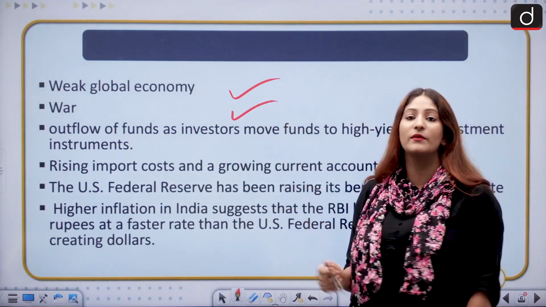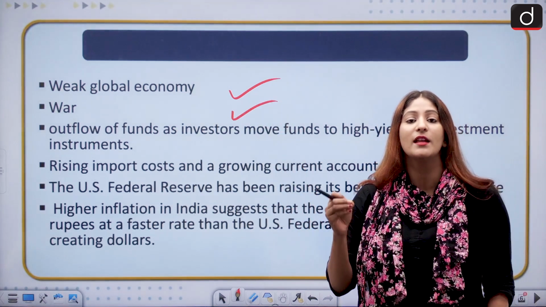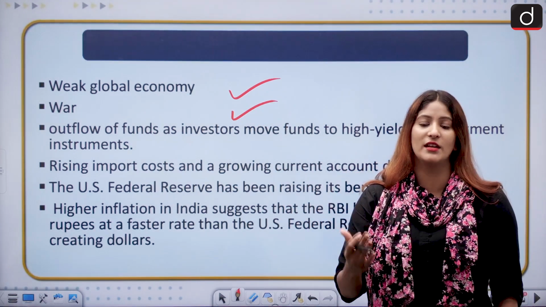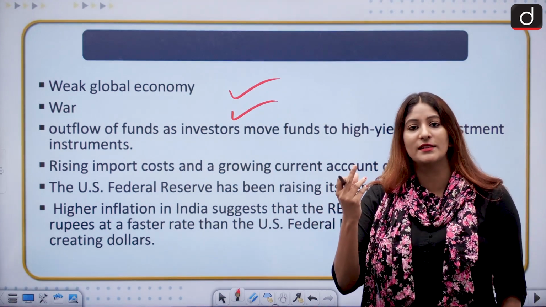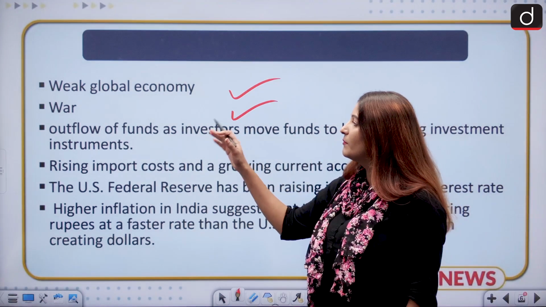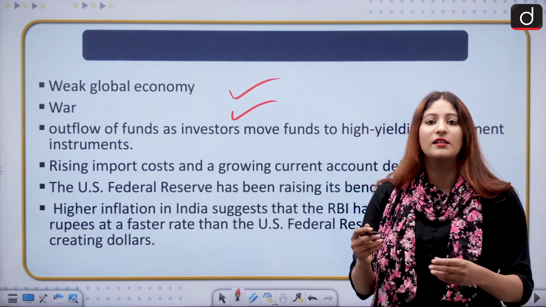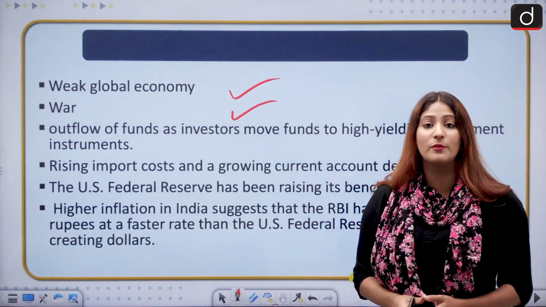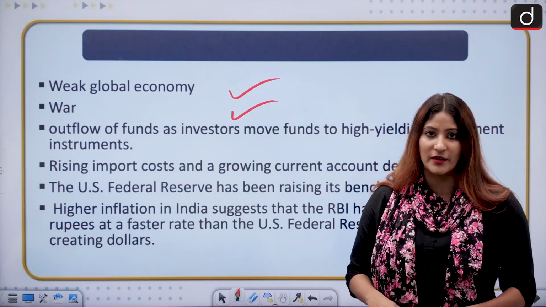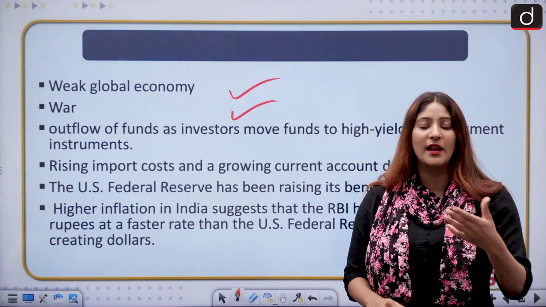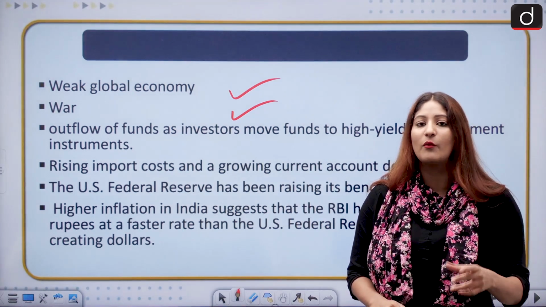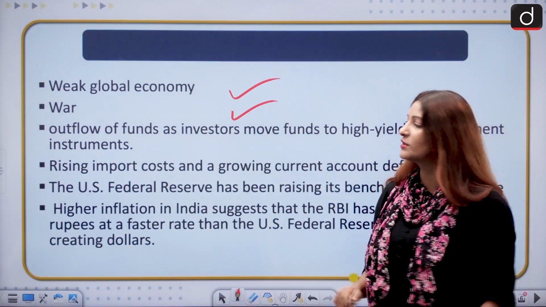The war has caused India to buy more oil, which meant that we are sending more rupees into the market. More rupees into the market means less importance and value of the rupee. As we are buying more and more oil, we are releasing rupees into the market. Whenever we are supplying more, but the demand is not matching the supply, what happens? The value of the currency falls down.